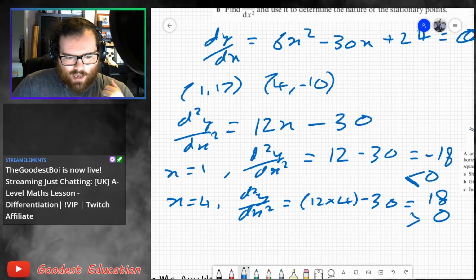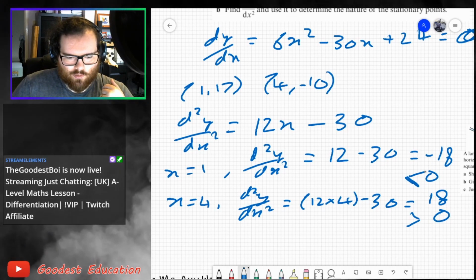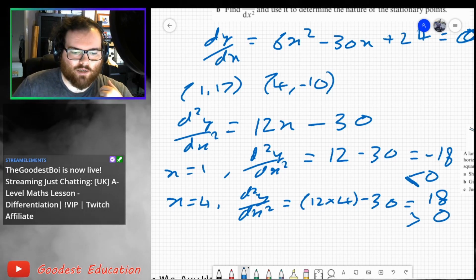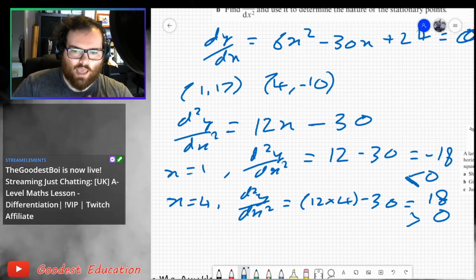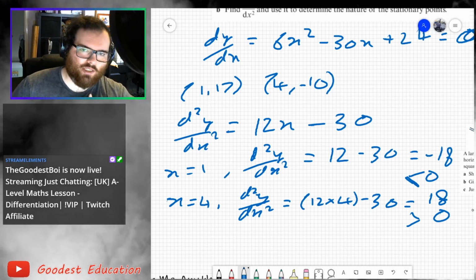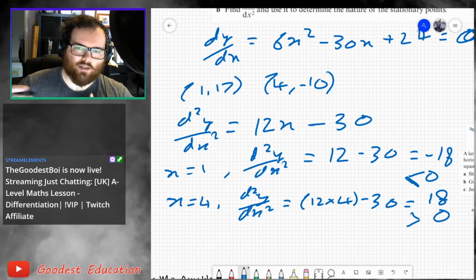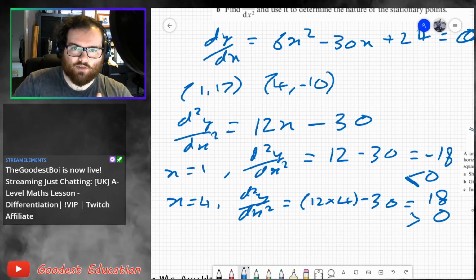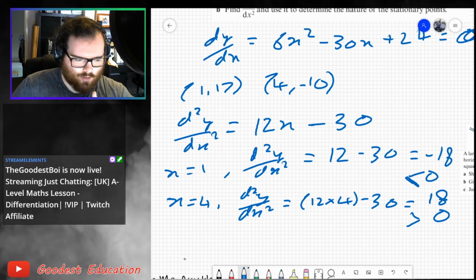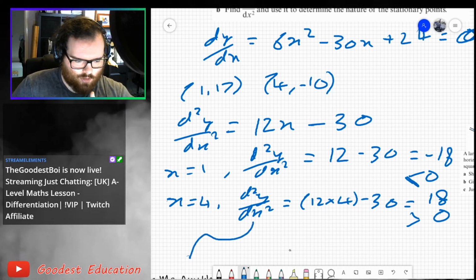You may get instances where the second derivative is equal to 0, which means that it's going to be a saddle point, a point of inflection. So you need to do a bit more investigation on the other side of the point to see which way it's going, whether the saddle point is going to be like that, or like that.